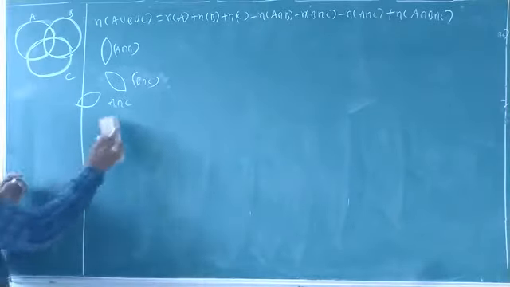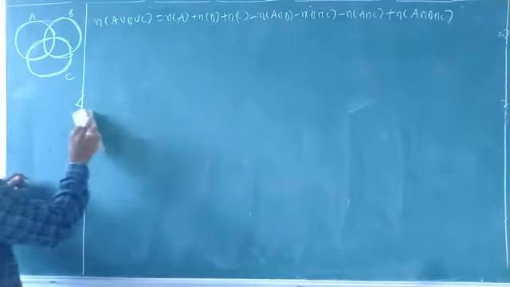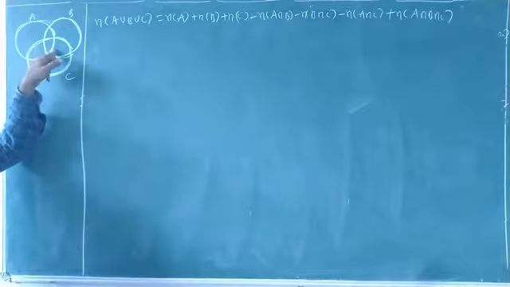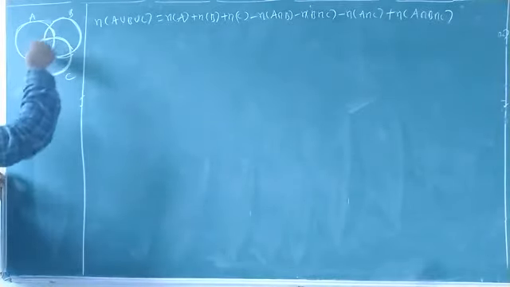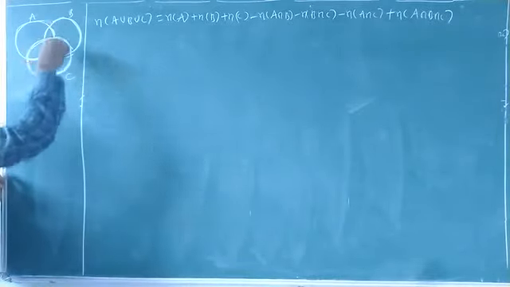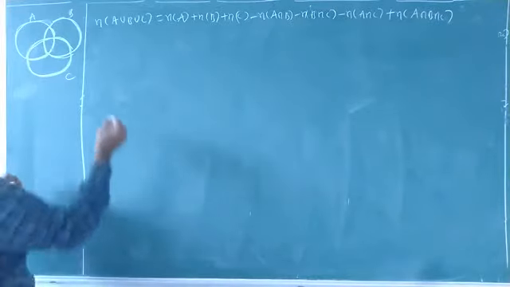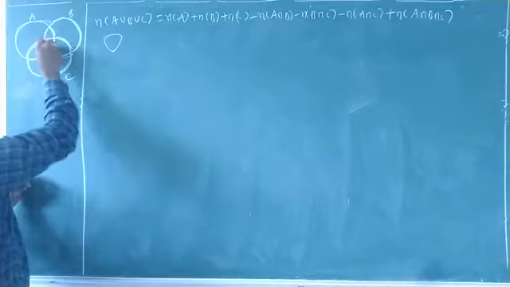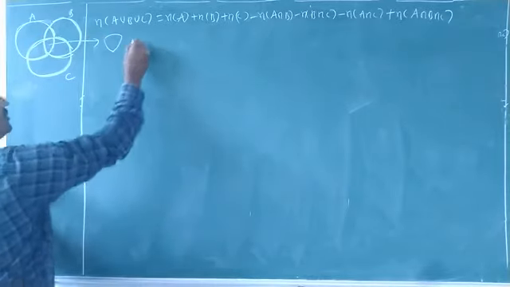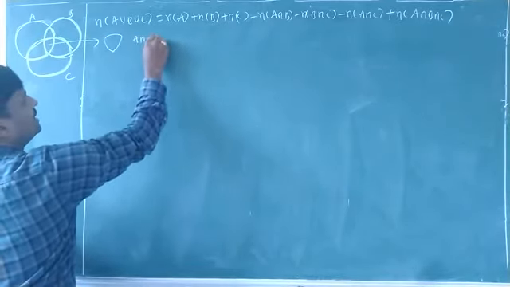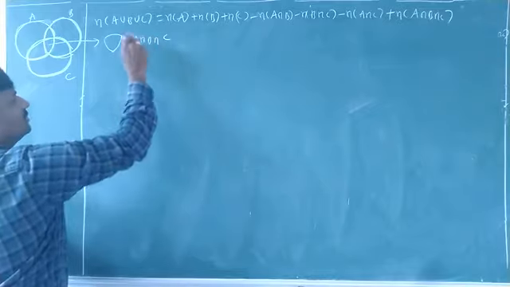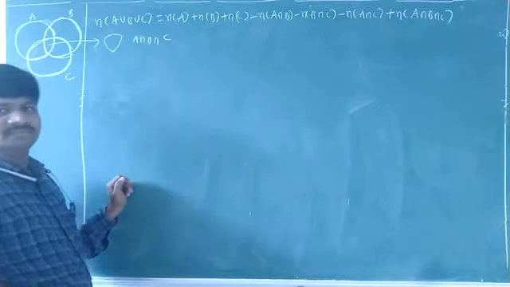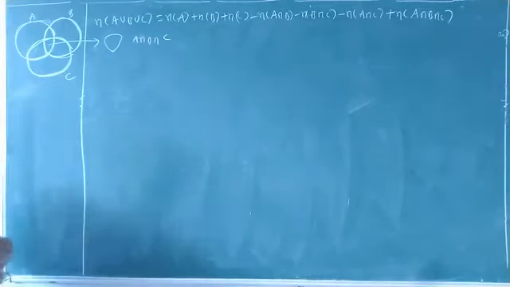Okay, remember. Next, what about this part? This one is in set A, set B, set C. That means A intersection B intersection C. This part. What about this one? A intersection B intersection C. Understand? Yes. So remember.